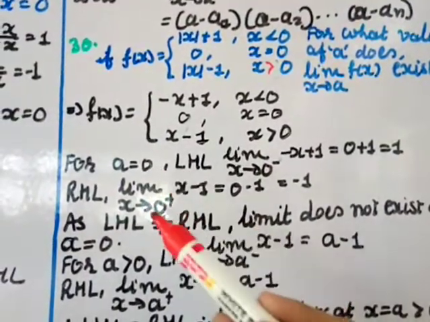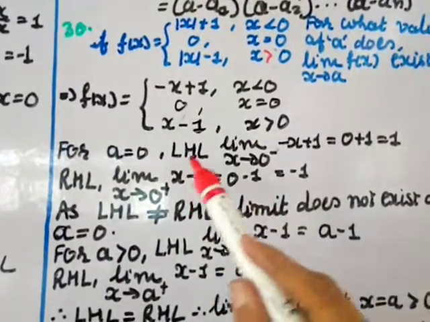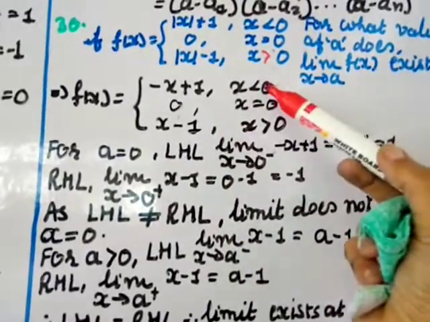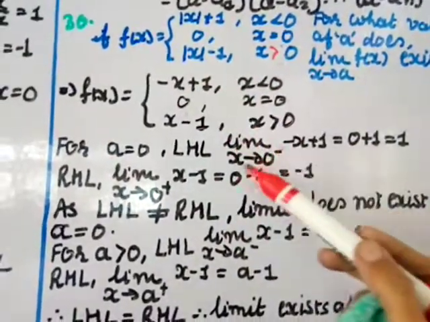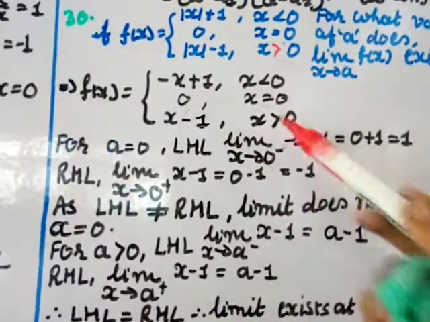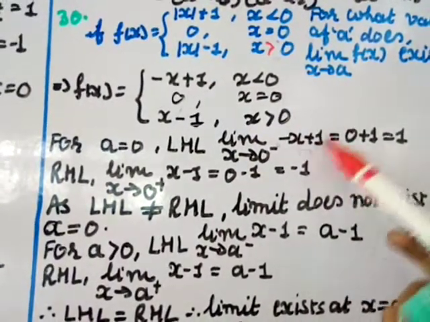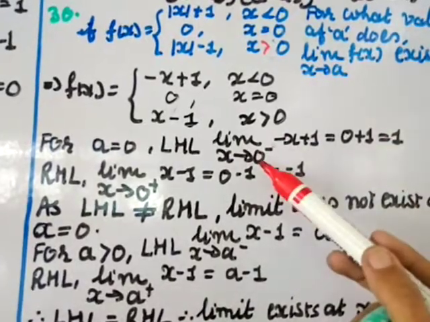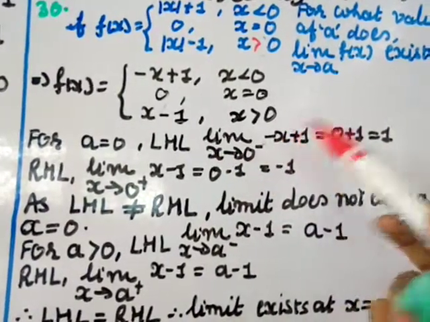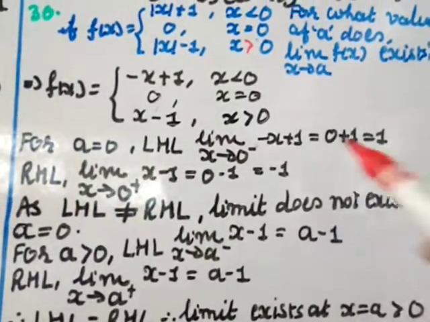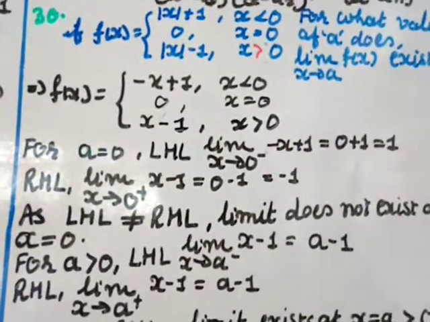For a equal to 0, let us check the left hand limit. For the left hand limit, x less than 0, you use this function. So limit x tends to 0 of minus x plus 1, no simplification there is. So put x value as 0. Here you put 0, minus 0 or plus 0, it doesn't make any difference. So this is 0 plus 1, and 0 plus 1 is 1.